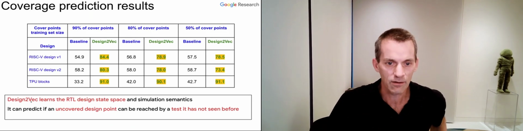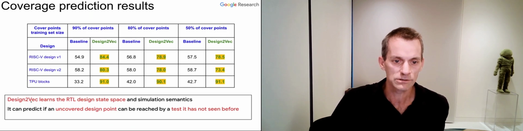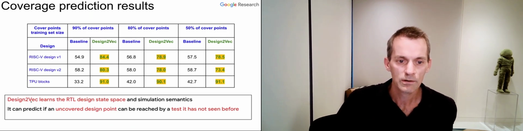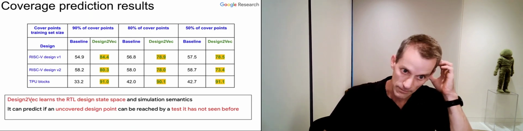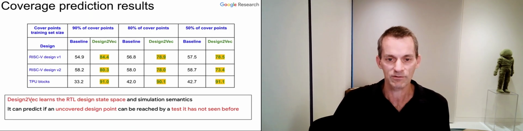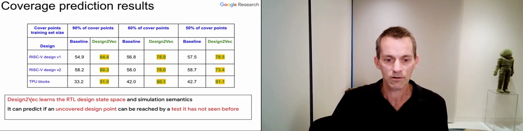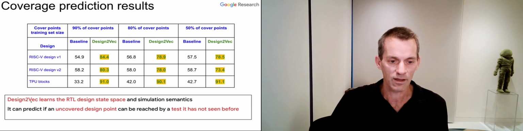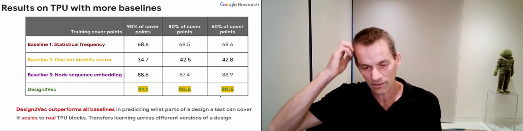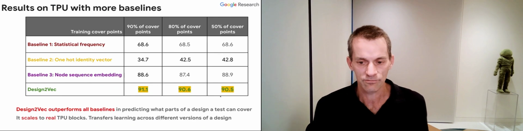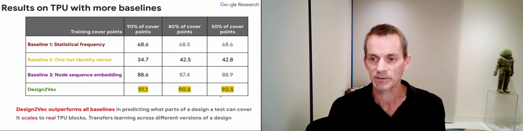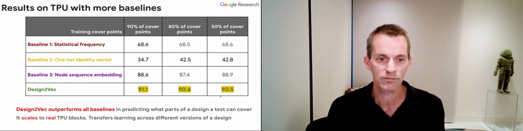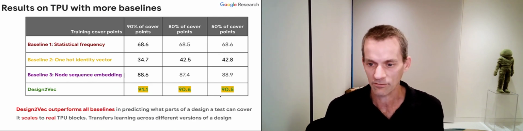And so it turns out that if you have a baseline approach that doesn't get to know the details of the design, but only gets to see the coverage and test information, then you don't do very well. But if you enable the system, DesignToFact, to see the RTL design and actually have sort of dense representations of the components of the chip, it can actually do a much better job and does better across 90% of cover points, 80% of cover points, and 50% of cover points for the training set size.